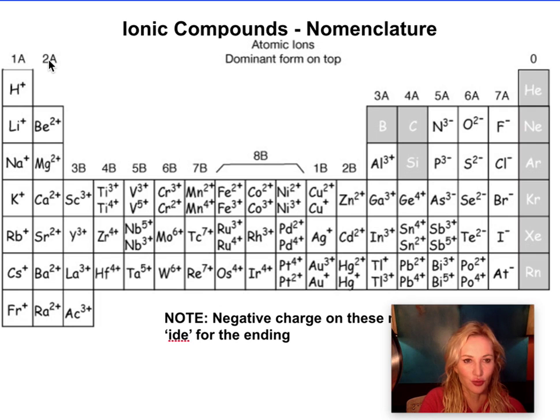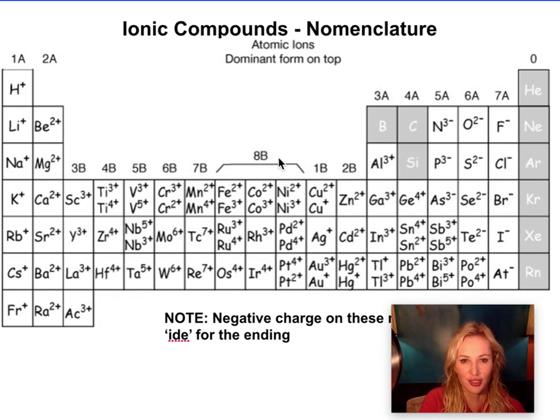Then you have group 2A, alkaline earth metals, and these are called alkaline earth metals because both the alkali and the alkaline tend to form bases in water or when they react. They're very reactive, and group 2A forms +2: beryllium +2, magnesium +2, calcium +2, strontium +2, barium +2, radium +2.